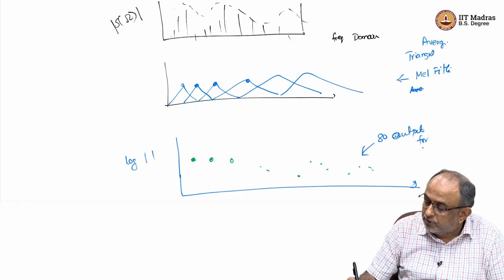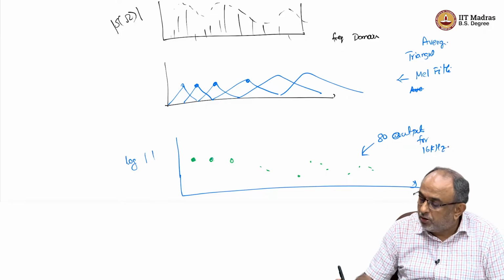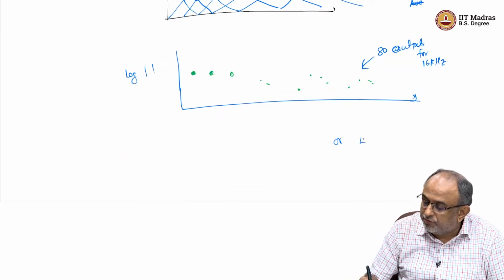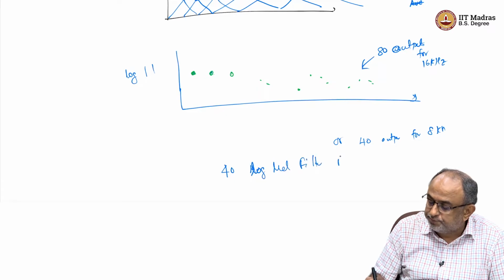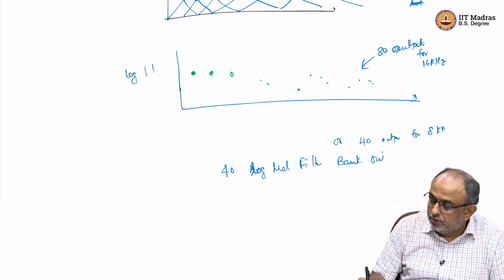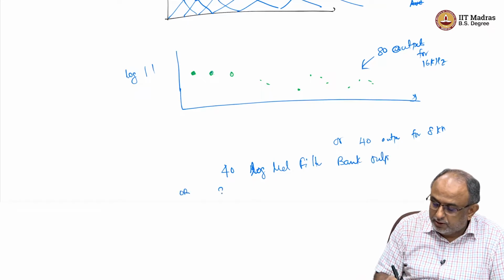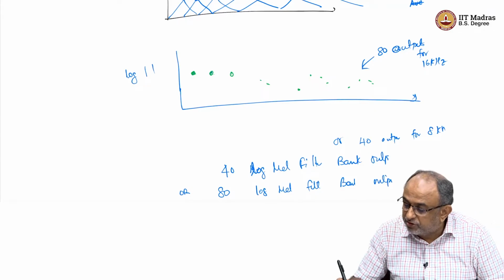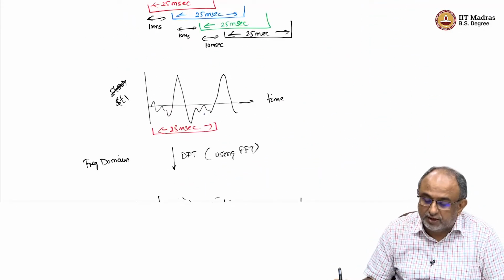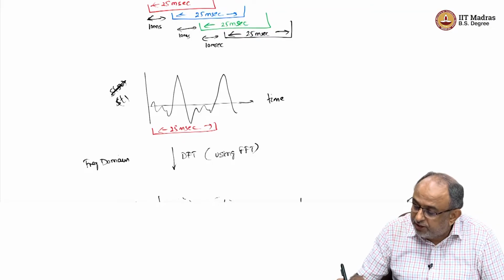For 16 kilohertz, or 40 if I am using 8 kilohertz. So this one is called 40 log Mel filter bank outputs, or 80 log Mel filter bank outputs. Correct? So this is for what? 125 milliseconds, right? So I have to do this for every frame.